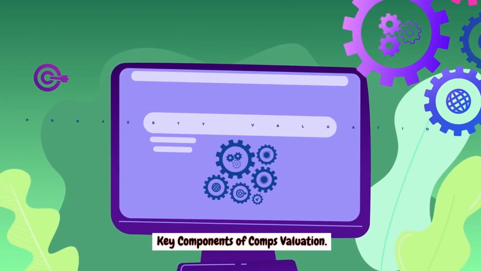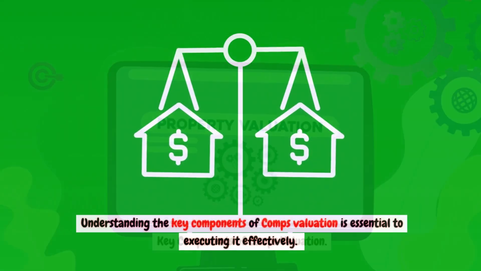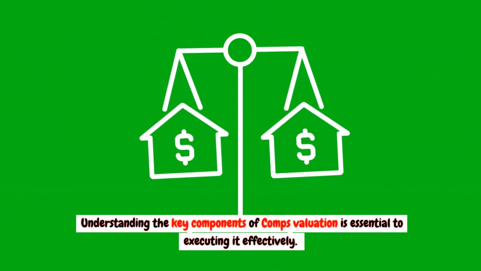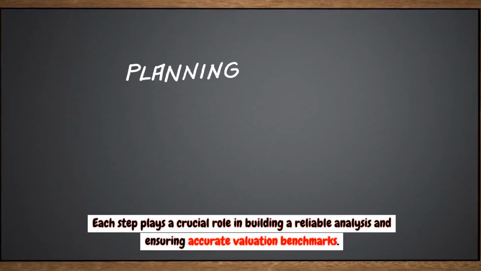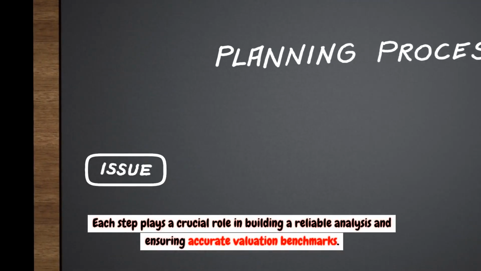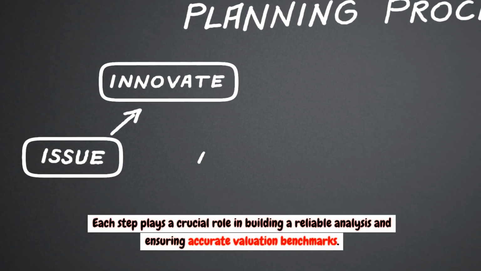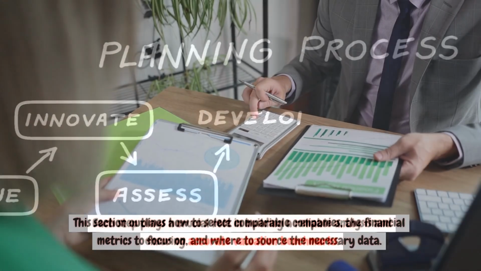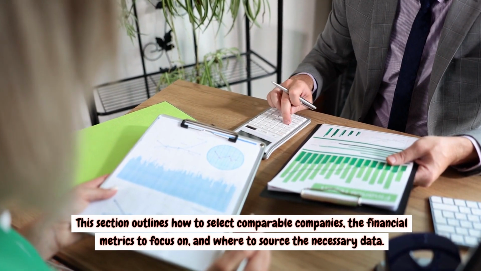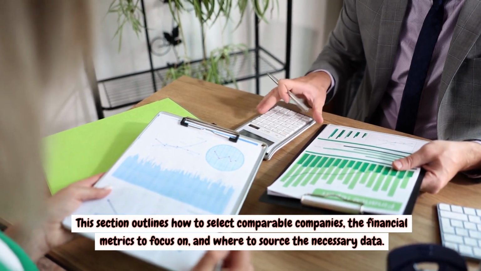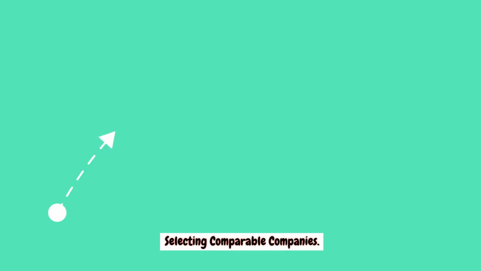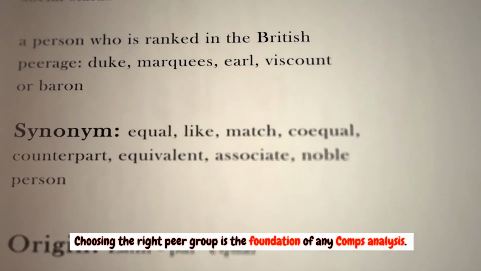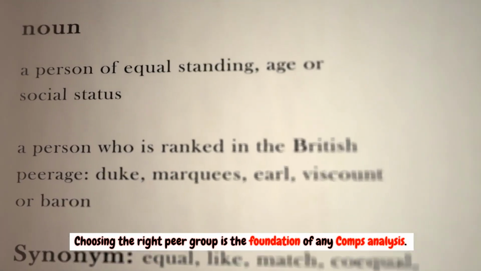Key components of comps valuation. Understanding key components of comps valuation is essential to executing it effectively. Each step plays a crucial role in building a reliable analysis and ensuring accurate valuation benchmarks. This section outlines how to select comparable companies, the financial metrics to focus on, and where to source the necessary data. Selecting comparable companies. Choosing the right peer group is the foundation of any comps analysis.